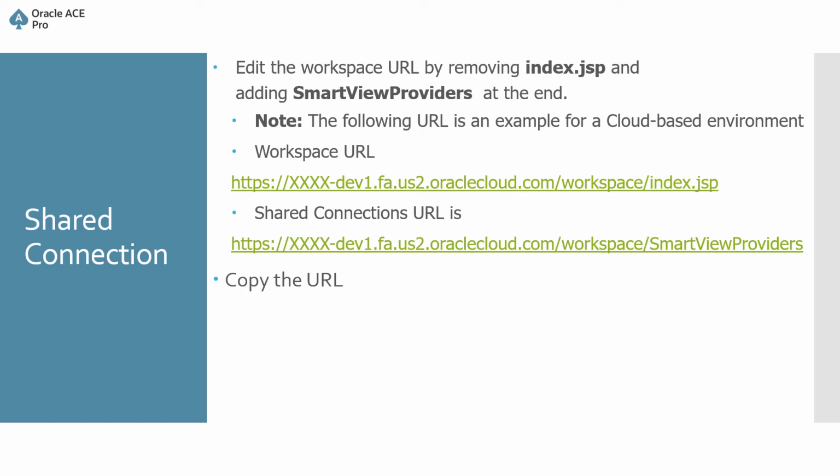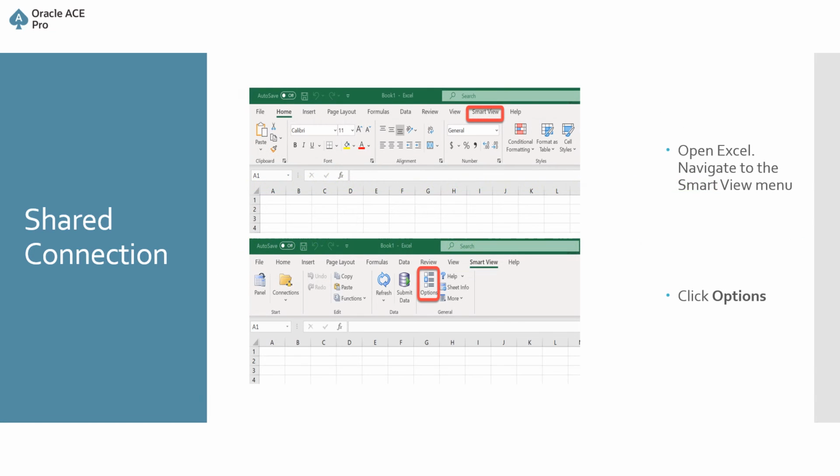So the base URL that's there looks similar to this. It'll have HTTPS, and then it'll have Oracle Cloud. It'll have index.jsp. What you're really going to want to do is just, again, copy that URL from the prior page. Then you're going to add SmartView providers at the end. And that's really pretty much it. You put that in. And the case has to match there. So it's not SmartView providers lowercase. It is uppercase S, uppercase V, uppercase P. That's why you want to copy and paste it.